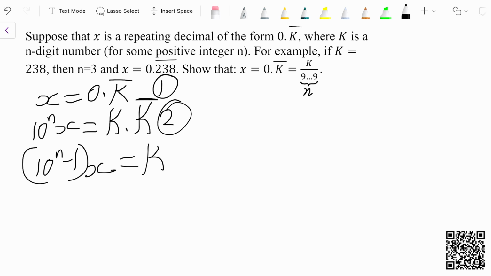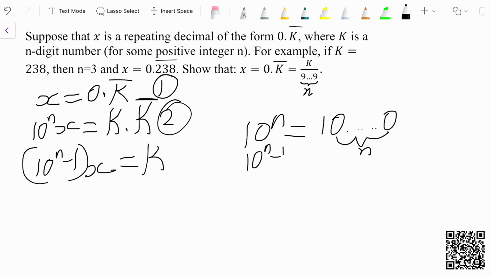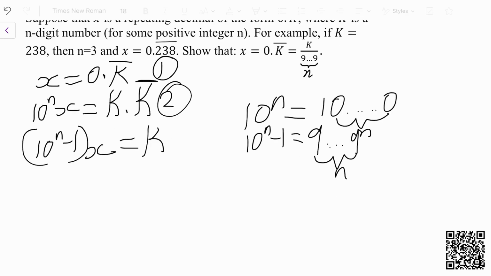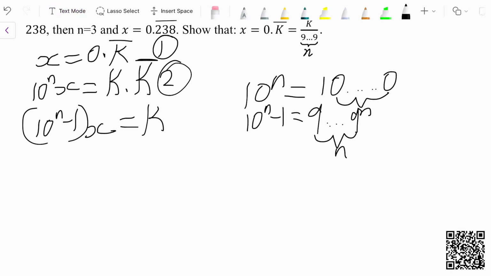So now that 10 to the power of n is equivalent to 1, 0 with an n amount of zeros, when we subtract 1, we get 9, 9 with an n amount of 9s. So with this idea on the x side, to try and get something that we can isolate x with, we now have 9...9 with an n amount of 9s, times x, which is equivalent to k.